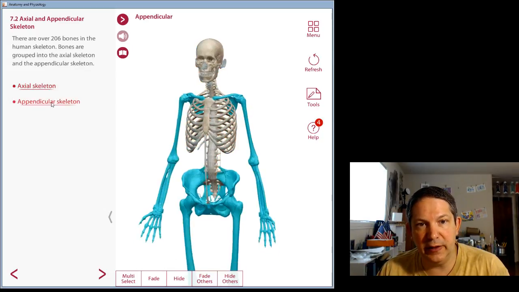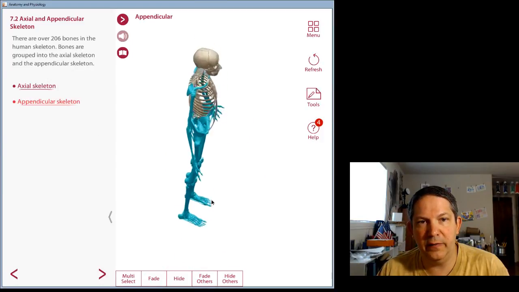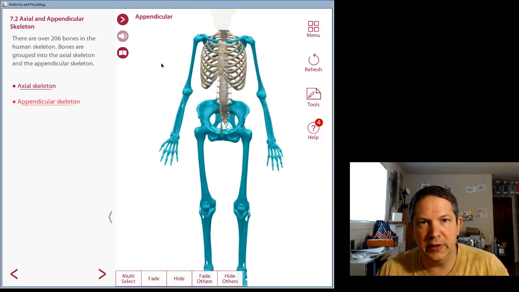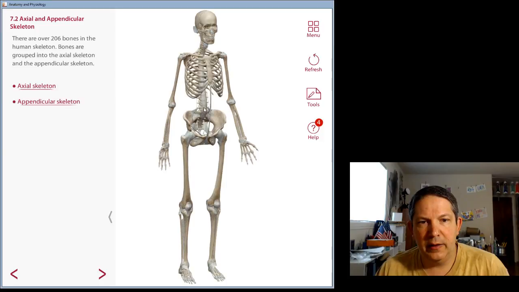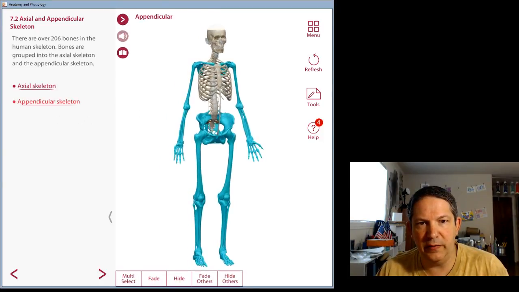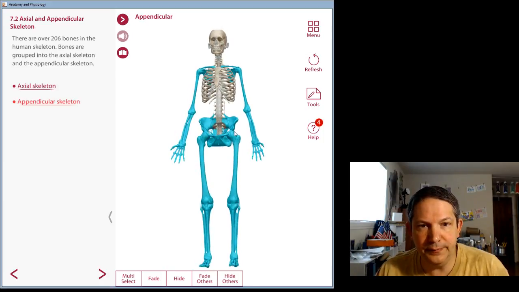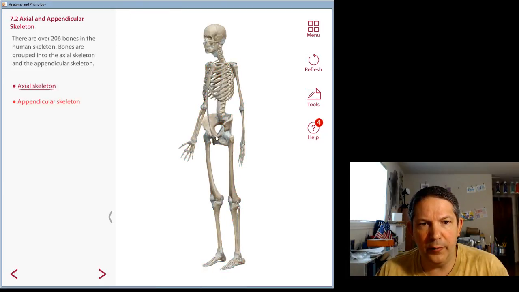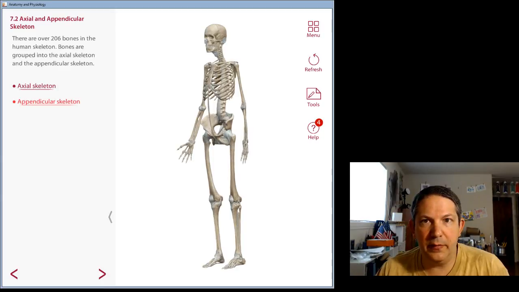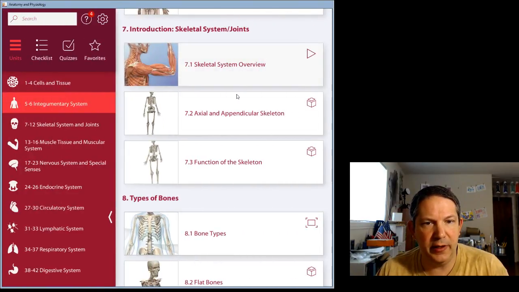So the appendicular skeleton, in contrast, consists of the pectoral girdle, which is the clavicle and scapula together, and the pelvic girdle, which consists of the three bones that are fused together on each side to form the hip, the ilium and the ischium and the pubic bone fused together. And then the appendages, the things that attach, all the bones of the arms and legs. So that's how we divide axial and appendicular.